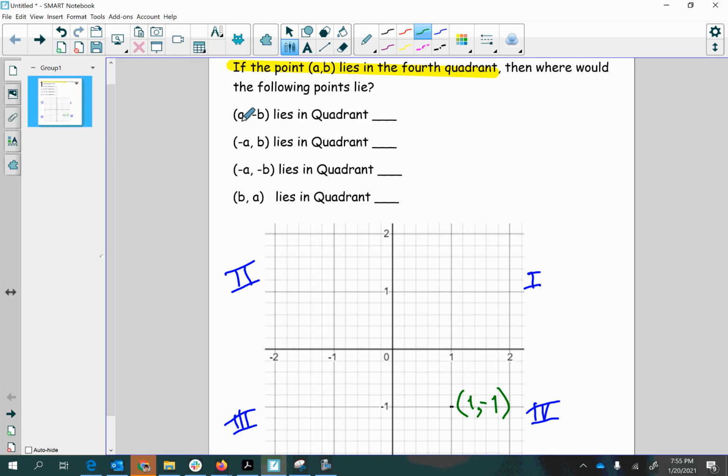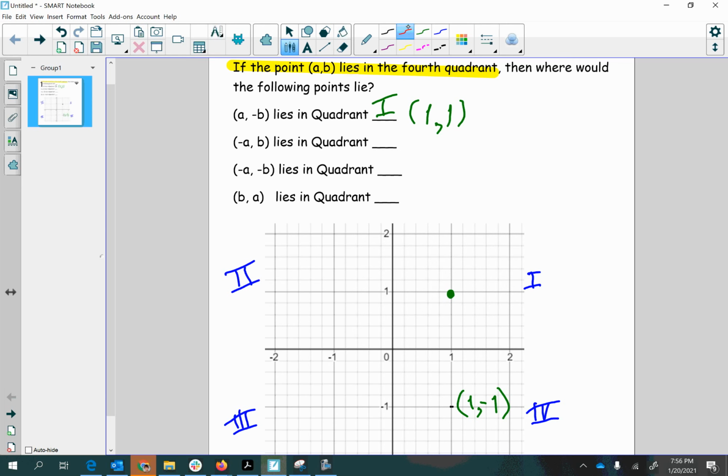notice that the first one says that A is positive and B is negative. But what that means is that A keeps its original sign and B gets its sign changed. So right now, we're going to find another point and we're going to let A, the x coordinate, remain the same. And then we're going to change the sign of the y coordinate to positive. So (1, 1) would be in quadrant 1.